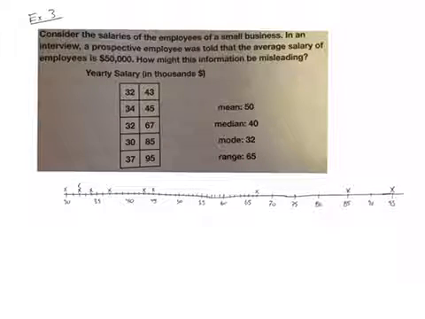So it was kind of a little bit misleading because these high values that are showing up here, these high salaries, are pulling that mean, the average, up higher than what most people actually earn. So the median would be a better representation, or the mode would be a better representation of where this person might actually be getting paid.